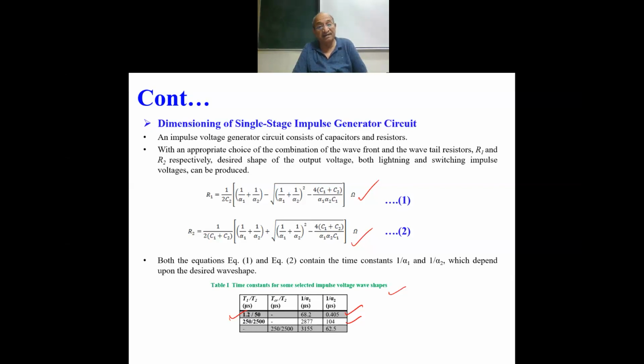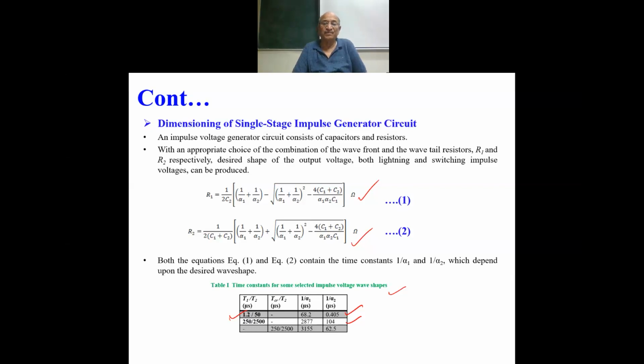And then the values of R1 and R2 for producing the switching impulse voltage wave shape would be different. Then you change R1 and R2 physically in the generator. You change the resistors to the desired values for producing the switching impulse voltage, and that is how it is done in the laboratory. The same impulse voltage generator can be used for producing either lightning impulse wave shape or switching impulse wave shape as and when desired.